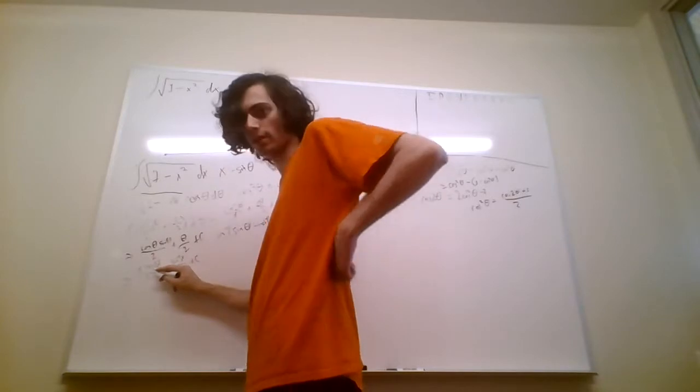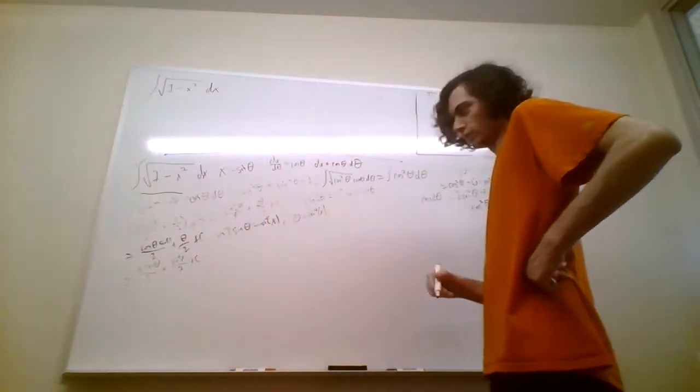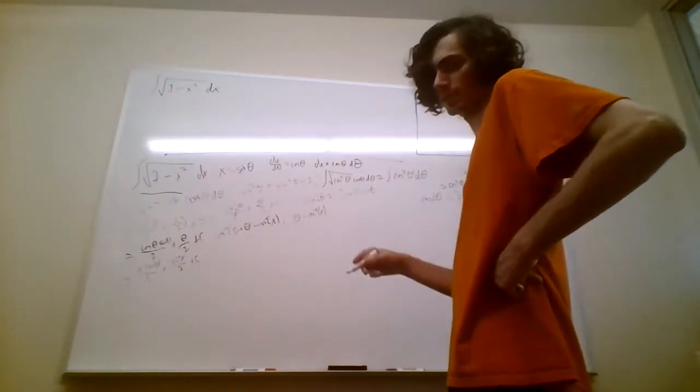Now we want to get that cosine theta out of there, so to help visualize this, I'm going to draw a triangle.